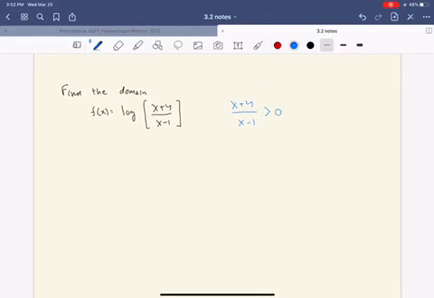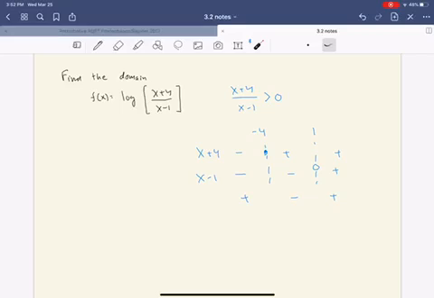Okay, so we can just do a sign chart here. -4 and 1. Okay, -4 is what makes x plus 4 zero. 1 is what makes x minus 1 zero. Both of those slope up, so we get positive, negative, positive. I'm assuming everyone's an expert at the sign chart by now.